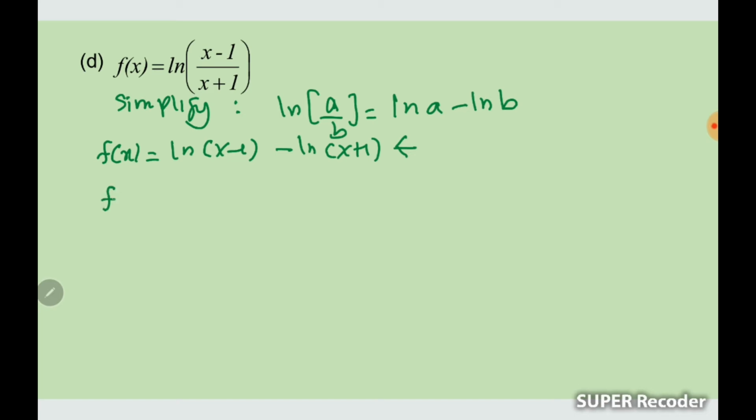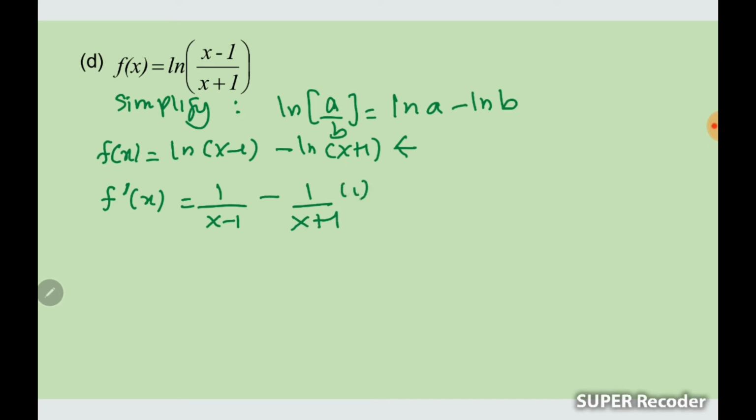So differentiate f, you will get f prime x. Okay, differentiate ln(x minus 1), the answer is 1 over x minus 1. Differentiate x minus 1 is 1. So minus 1 over x plus 1.